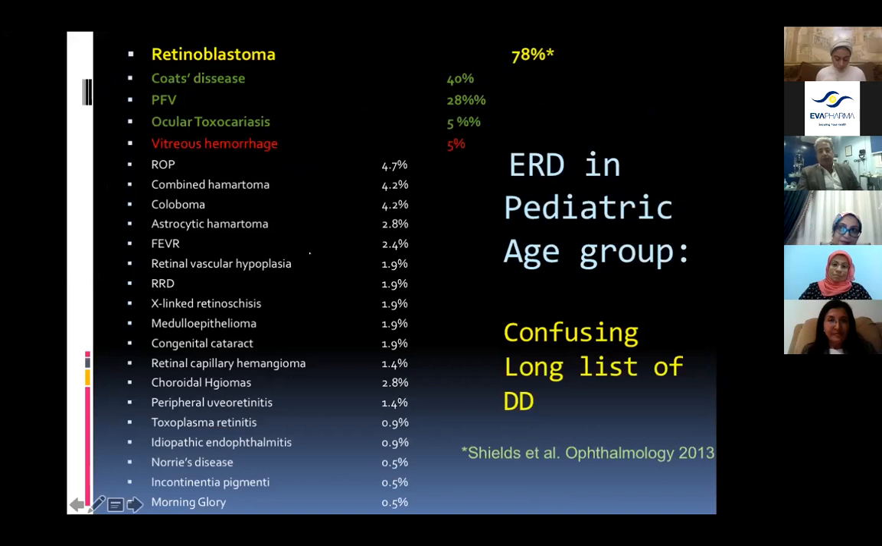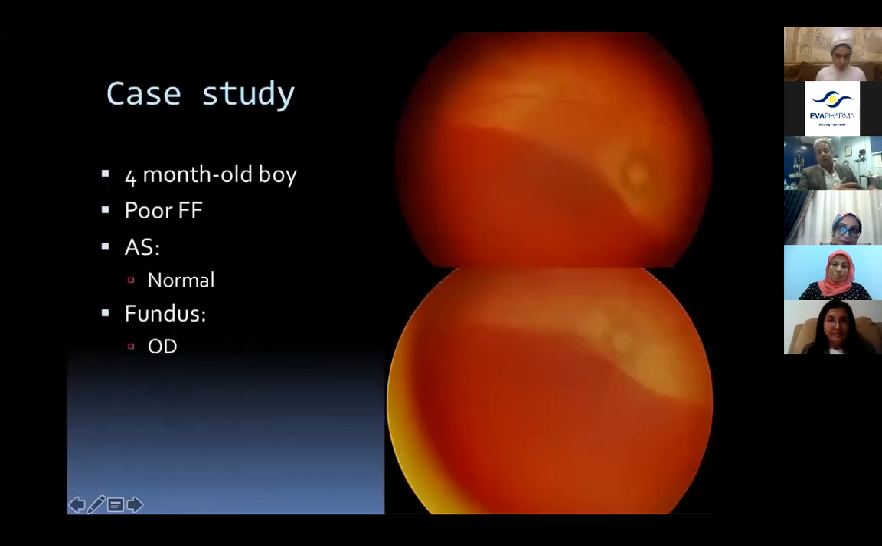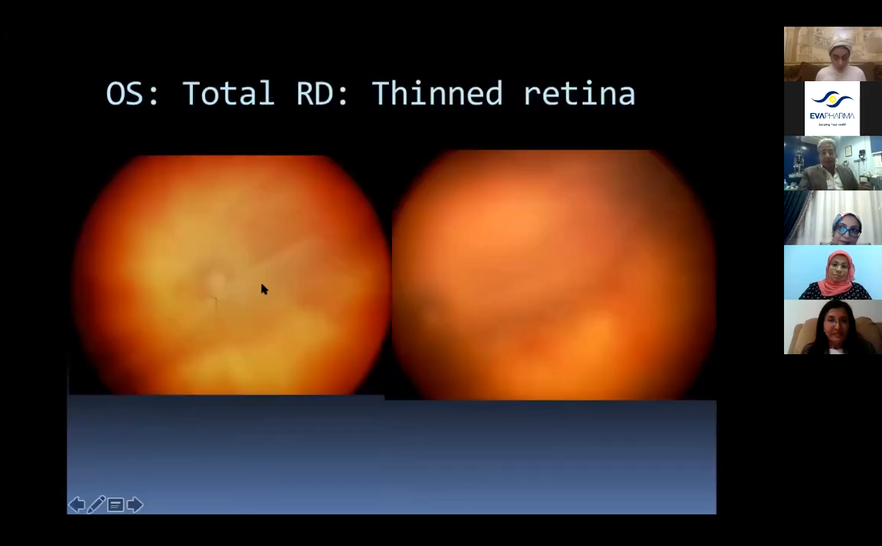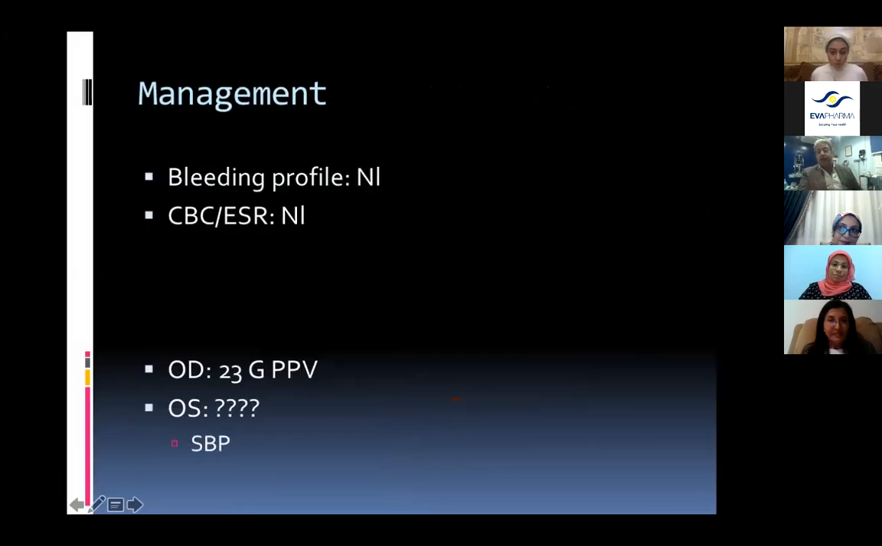Sometimes we meet dilemmas. This 4-month-old boy came with vitreous hemorrhage obscuring the macula in one eye, and the other eye had a total exudative detachment with a very thin retina with white spots on the retina and what I thought was perivascular sheathing. Everything was normal: the bleeding profile, the CBC, the ESR, the C-reactive protein. And the child was starting to get fixation nystagmus, sensory nystagmus. So this was, for me, the decision for surgery.